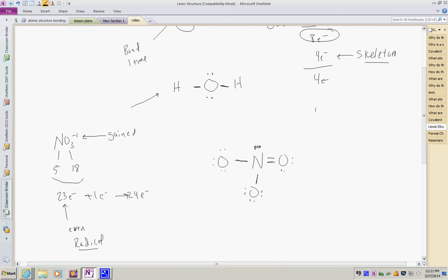We have single bond, double bond. It is a charge of -1, so we just draw a bracket on this thing, and we indicate that charge in the upper right-hand corner, like so.